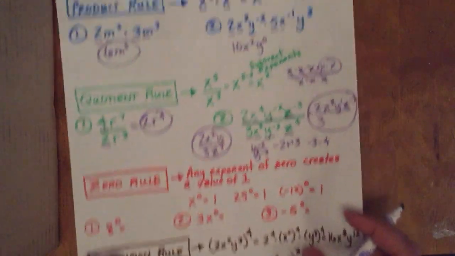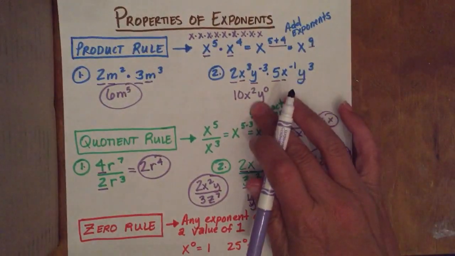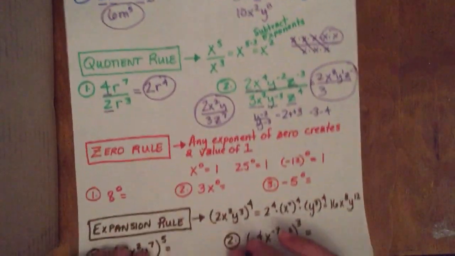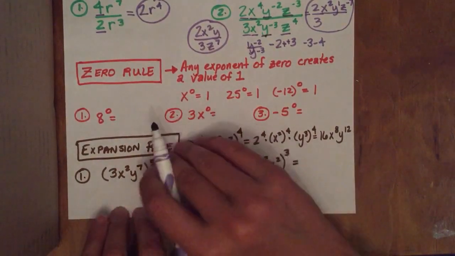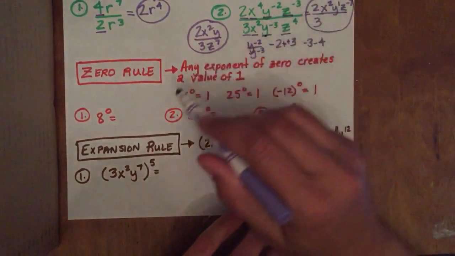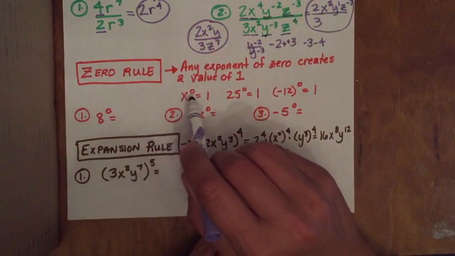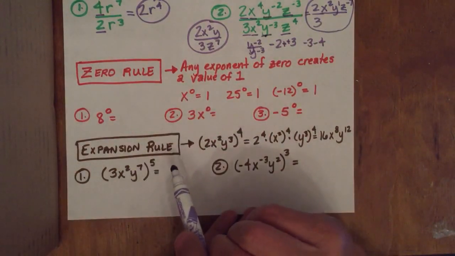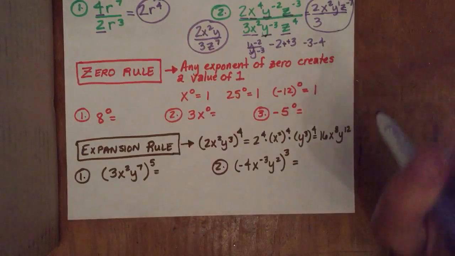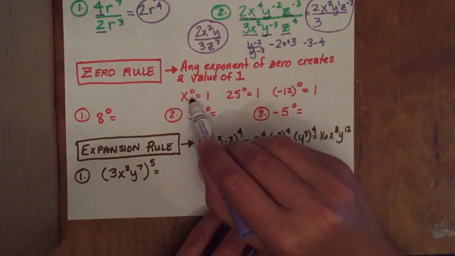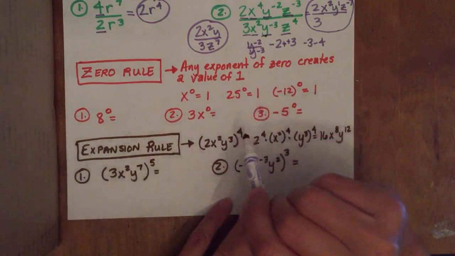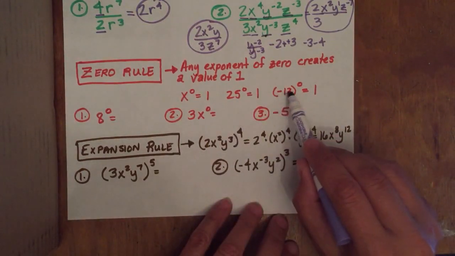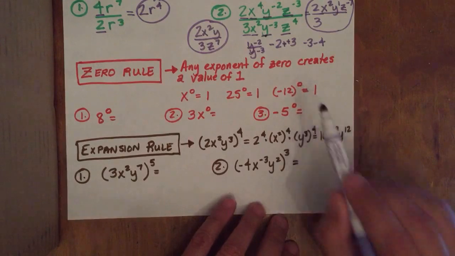Now remember I said we were going to come back up here to this particular expression. Well, now you'll see why. We're going to look at the zero rule. The zero rule is very simple with exponents. It basically means anytime you have a value raised to the 0 power, that value is always going to be 1. X to the 0 is 1. 25 to the 0 is 1. The entire quantity, negative 12 to the 0, is 1.